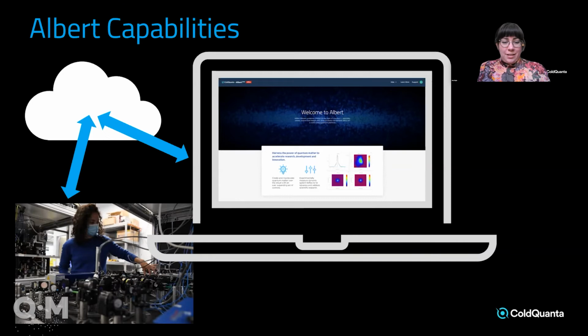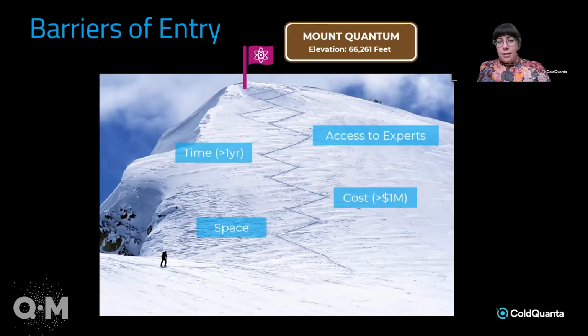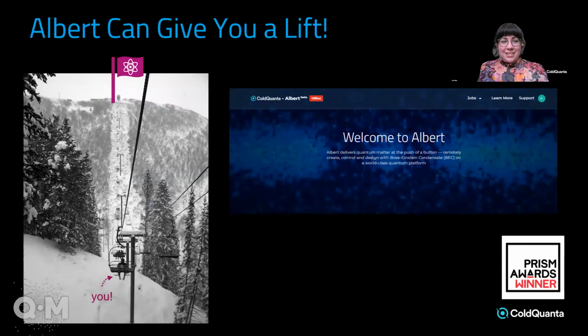We wanted to put this on the cloud, not just because that's the cool thing to do these days, but because it also addresses some of the more painful barriers of entry to the quantum space. If you don't have to build a system like Albert, you shouldn't have to build a system like Albert. Depending on what type of quantum solution peak you're trying to summit, you can consider Albert a chairlift to the top. And whatever peak you're trying to summit, it might look a little bit different depending on your goals.